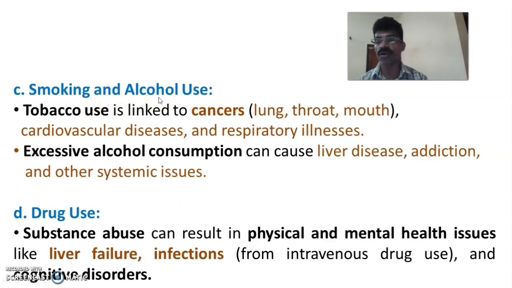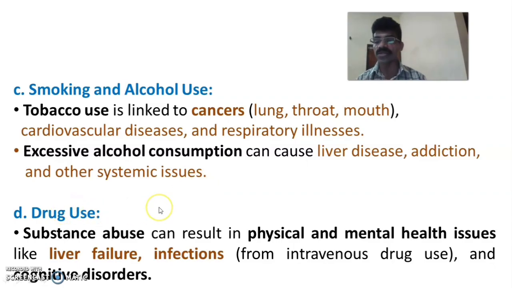Then smoking and alcohol use. Tobacco use is linked with various cancers, especially lung cancer, throat cancer, or mouth cancer, etc. It can also lead to various cardiovascular diseases and respiratory illness due to inhalation or consumption of various tobacco products. Examples are cigarette smoking and beedi smoking, etc. Excessive alcohol consumption can also cause various liver diseases such as cirrhosis of the liver, and a person may become addicted to alcohol, along with other systemic issues, with involvement of various systems in the body due to excessive alcohol intake.